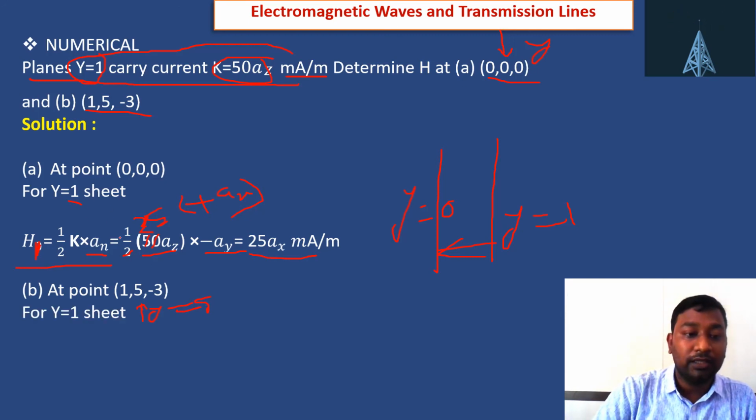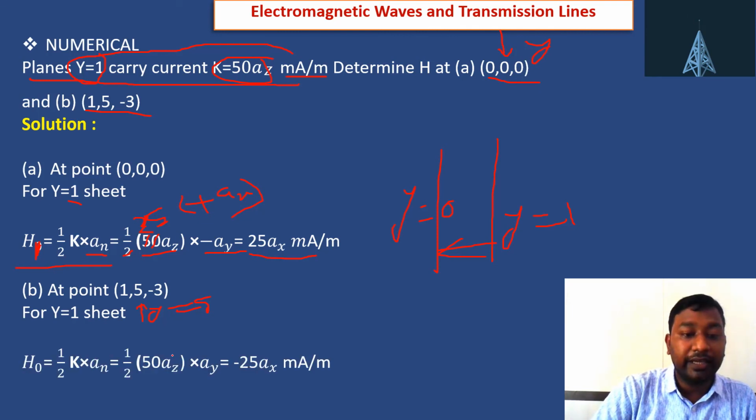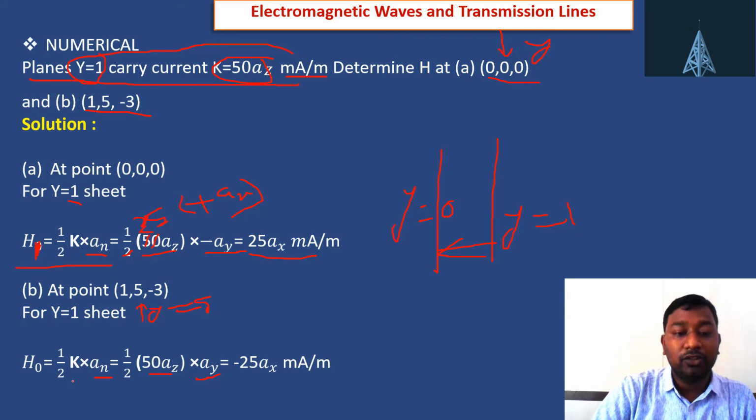So for y equal to 1, k equal to 50 az, and this an will become positive ay. Okay, so k equal to 50 az is already given. So az into ay, we are getting minus ax. So h1, or the magnetic field intensity at 1, 5, minus 3 due to y equal to 1, the answer will be minus 25 ax milliampere per meter.